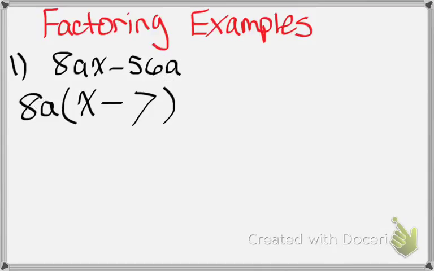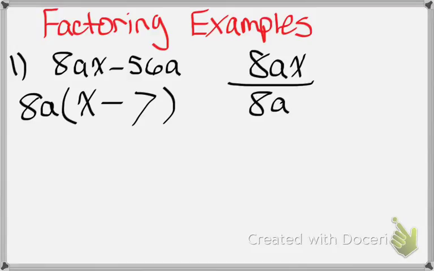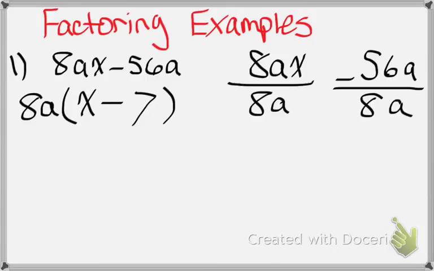Now, to be very clear, you can show your work very neatly for this. You could do 8ax divided by 8a, and then you have negative 56a divided by 8a. So if you want to use skills we've learned in the past, this is technically what we're doing when we talk about exponent operations or multiplying and dividing with monomials. That's what this basically is. So if you really want to show your work, look at the left one. The 8 would cancel, the a would cancel, and look, you're left with x. So 8ax divided by 8a, you're left with x.